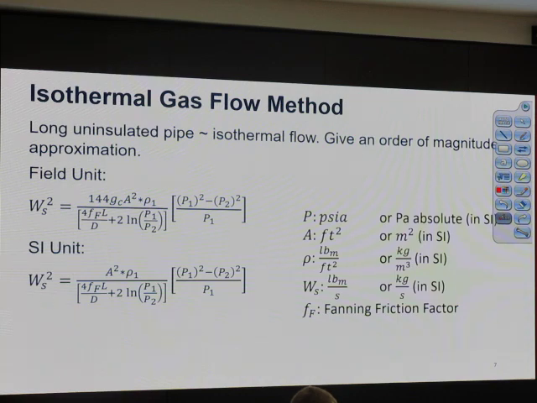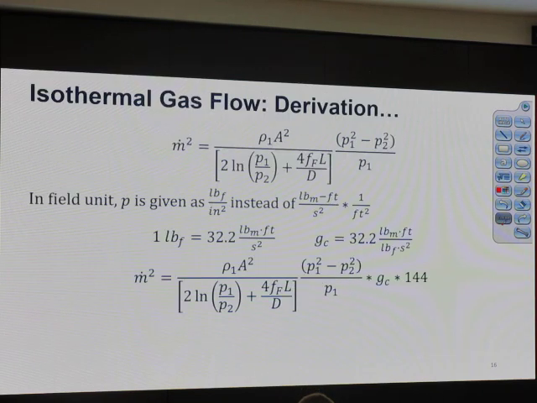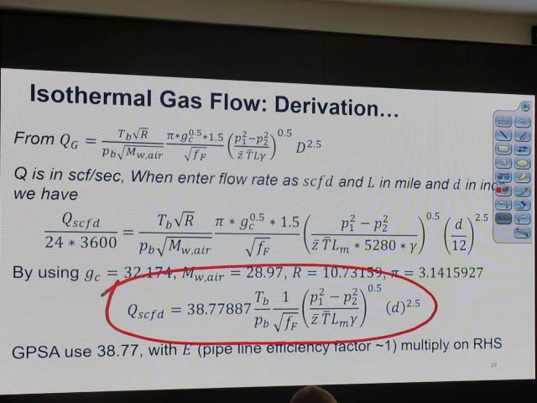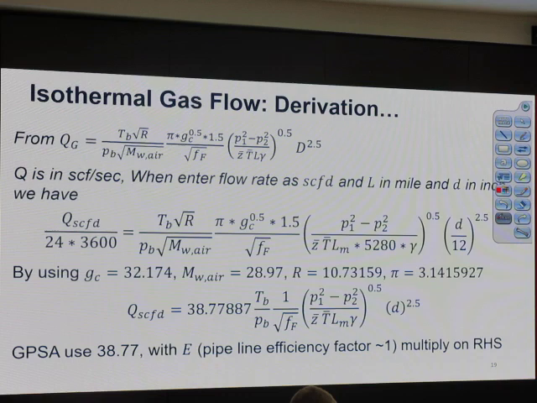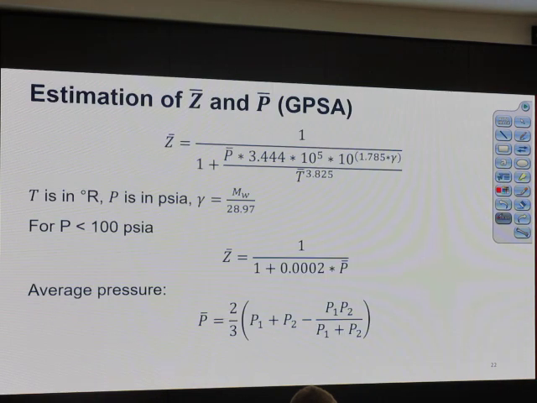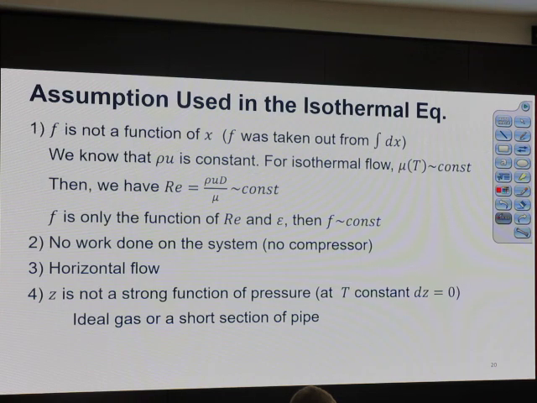And the length over there, this is the SI unit. If it's an engineering unit, it will be feet. This equation is isothermal flow too, but it's in the engineering units that are easier to use. The parameters, all right, we will go through it. Assumption: friction factor is not a function of distance from the inlet. That's the assumption.